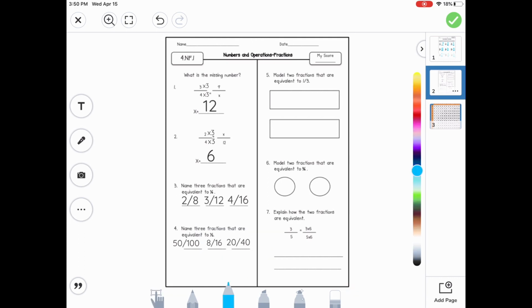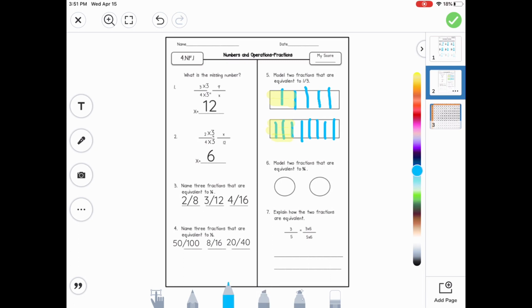The next question wants me to model 2 fractions that are equivalent to 1/3. So to begin, I'm going to break both of these fraction models into thirds. And then, let's see, I'll have my top one broken into 6ths, and my bottom one, I'll break it into 9ths. So 1/3 would be that much, which would be 2/6, or 3/9.